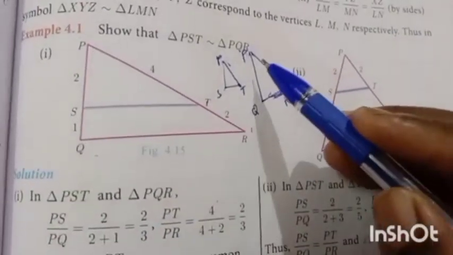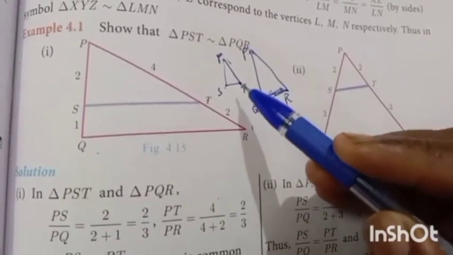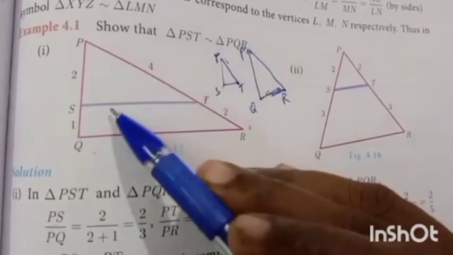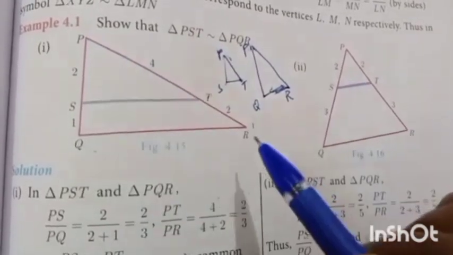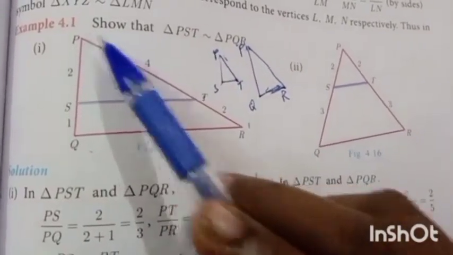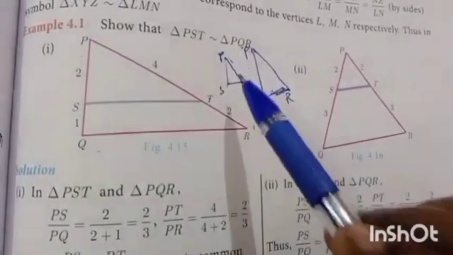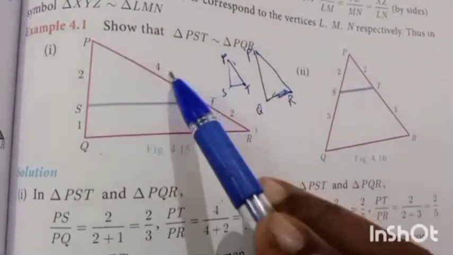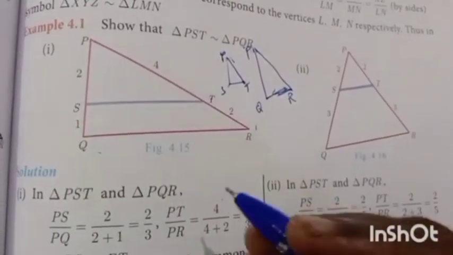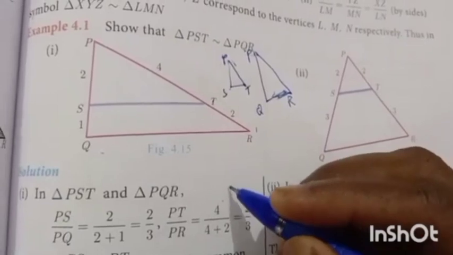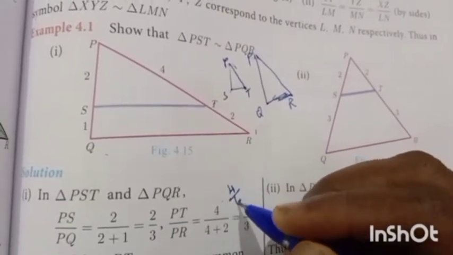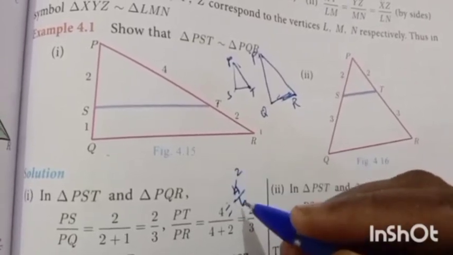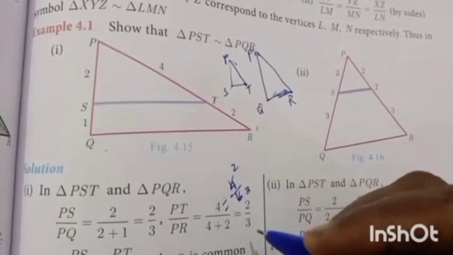Next, what is the next corresponding side? PT. You have to select the side whose values are given. The base side's value is not given, so you have to take the second side, that is PT by PR. PT value 4, PR value 4 plus 2, so that is equal to 4 by 6. Cancelling is possible: 2 2s are 4, 3 2s are 6. So that is 2 by 3.